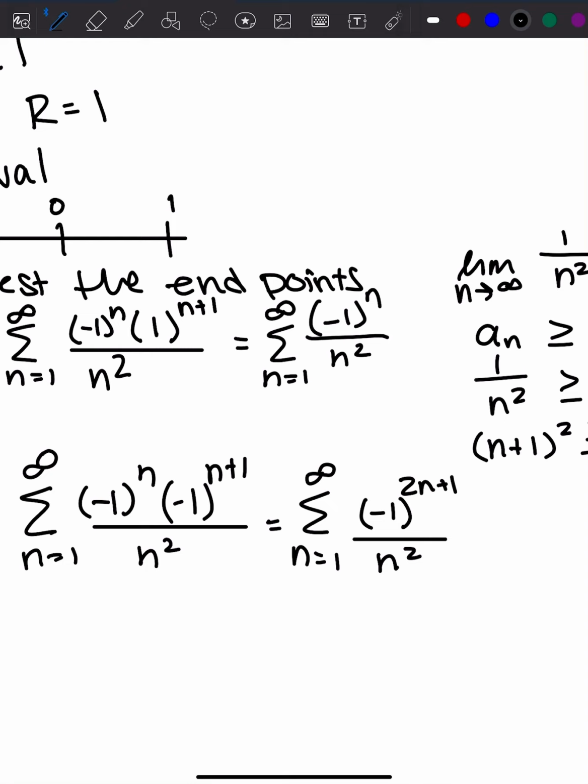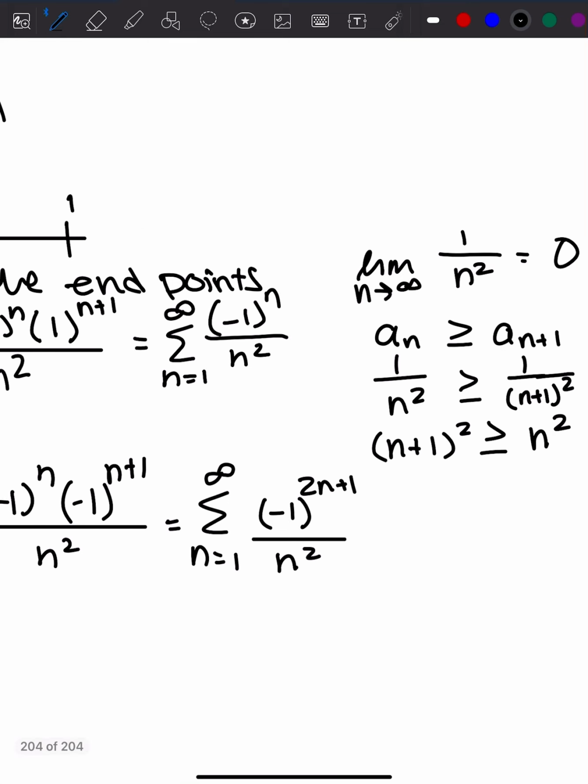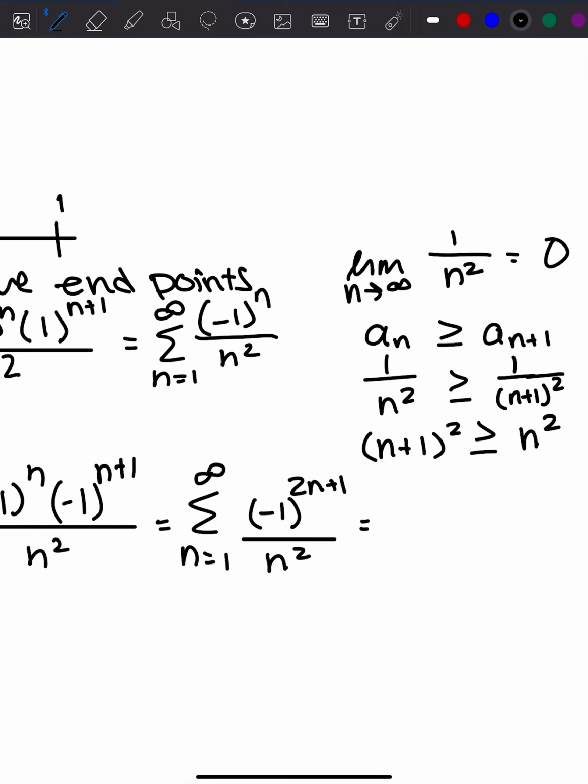If I were to plug in 1, we're going to have 2 times 1 plus 1, so we'd have 3. If I plug in 2, we're going to have 2 times 2 plus 1. So every single time I plug a value in, our exponent is going to be odd and the function is going to spit out a negative number. So we don't even have an alternating series here. We just have negative 1 over n squared.